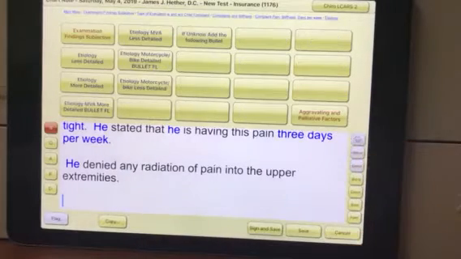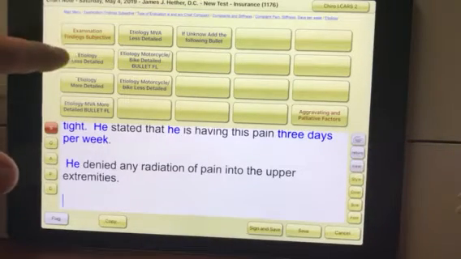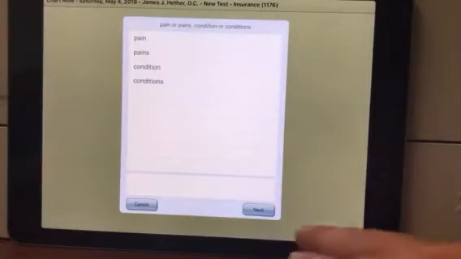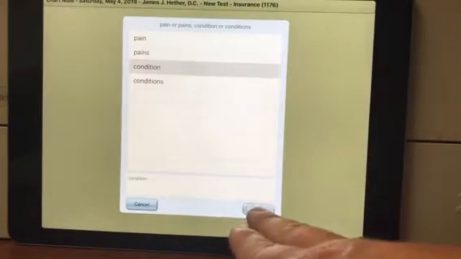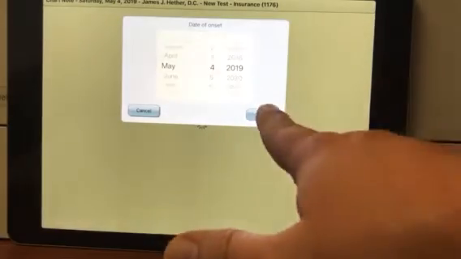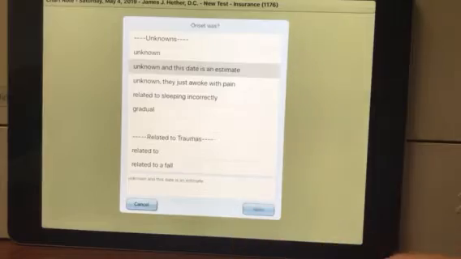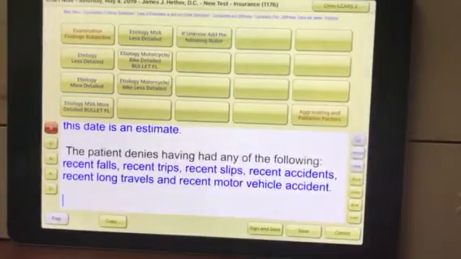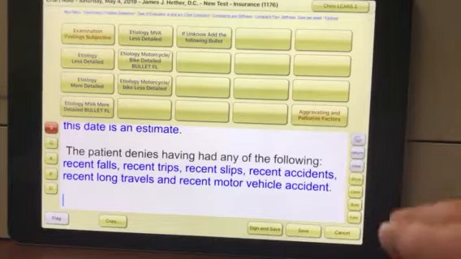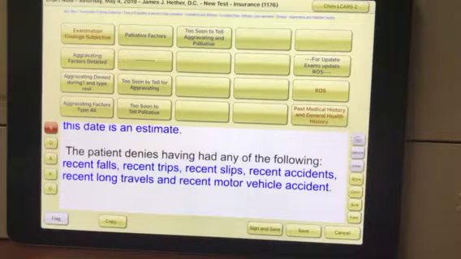We'll go to etiology. When did this happen? I'm not really sure when it happened. So we'll put down today's date for this condition that it's unknown and that today's date is an estimate. And from there, we can go ahead and confirm that he hasn't had any falls, trips, slips, or accidents, or any motor vehicle accidents. And we go right into aggravating factors, things that make it worse and things that make it better for palliative.